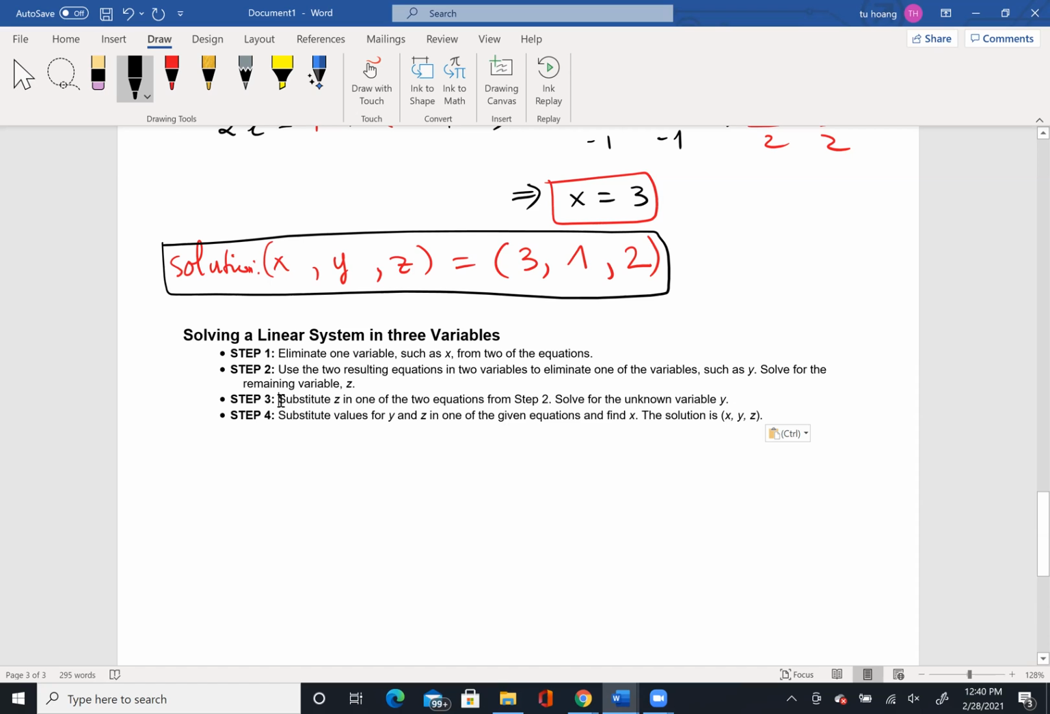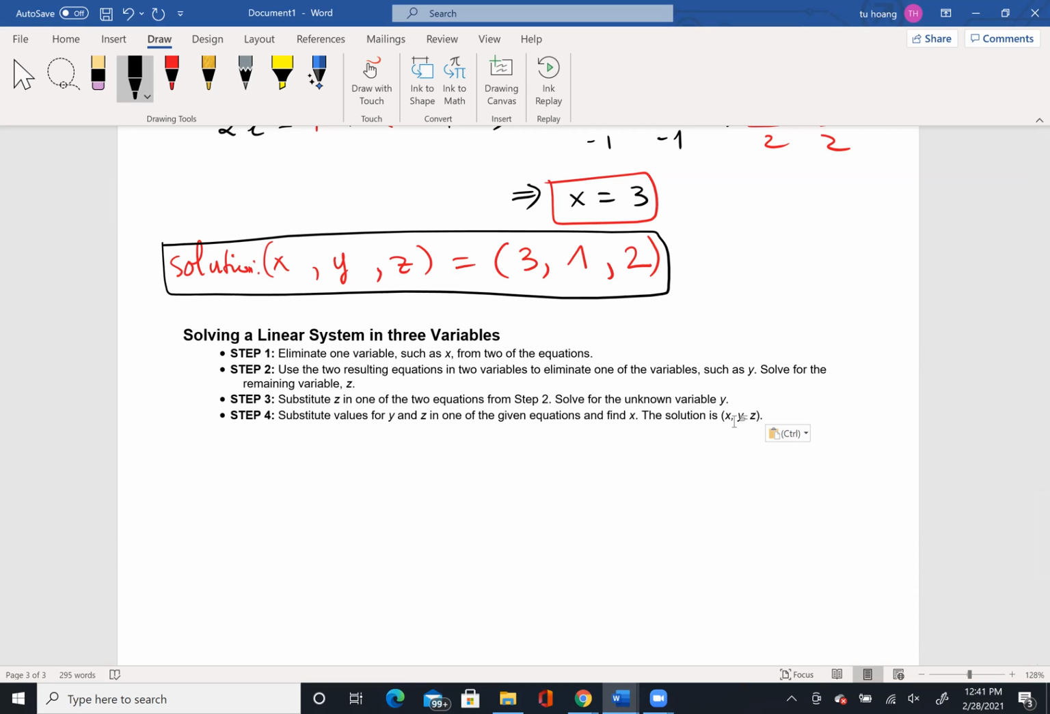So after that you're going to substitute z in one of the two equations from step 2, and then solve for the unknown variable y. And lastly, you substitute y and z into one of the given equations and find x. So the solution should be in the form x, y, and z over here. Right? See that? Okay.